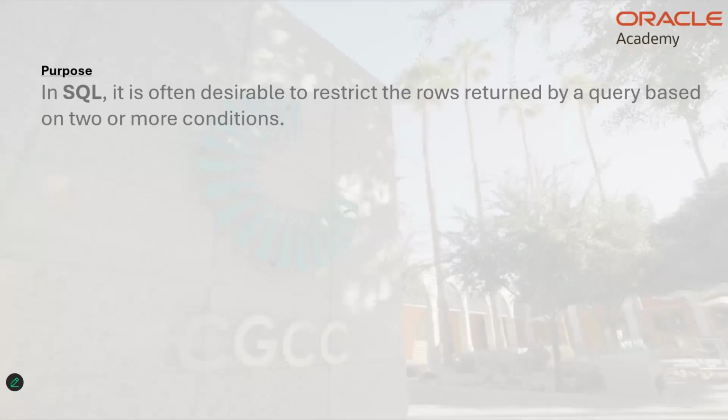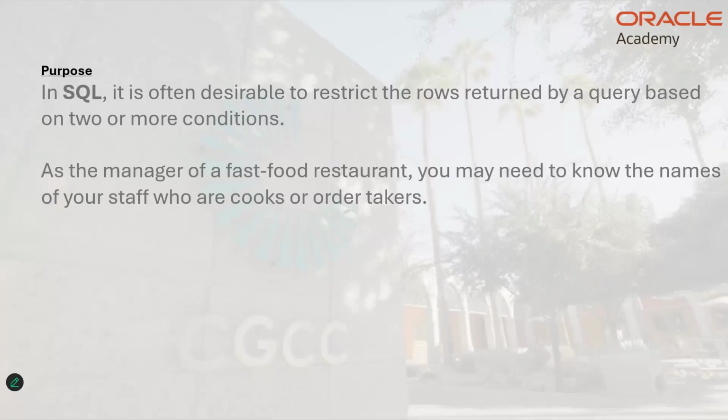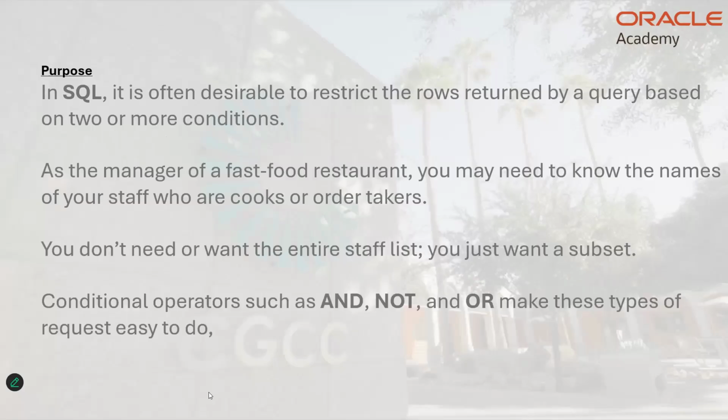All right. So in SQL, it is often desirable to restrict rows returned by a query based on two or more conditions. That's essentially what we're trying to get to here. As a manager of a fast food restaurant, you may need to know the names of your staff who are cooks and who are order takers. You don't want to enter the entire staff list. You just want a subset.